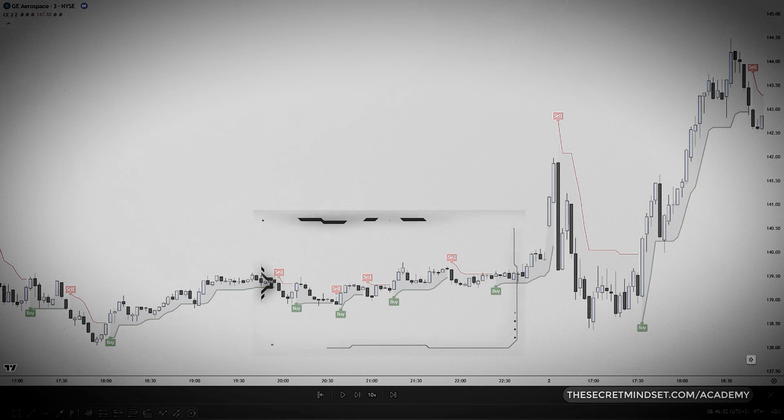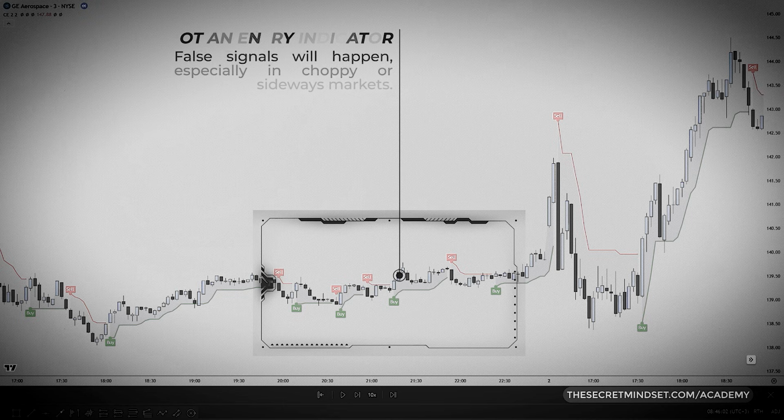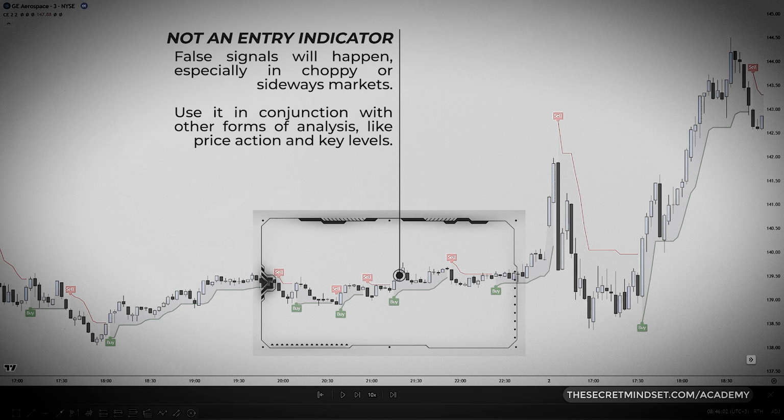And of course, like any indicator, the chandelier exit isn't perfect. False signals will happen, especially in choppy or sideways markets. That's why it's important to use it in conjunction with other forms of analysis, like price action and key levels.